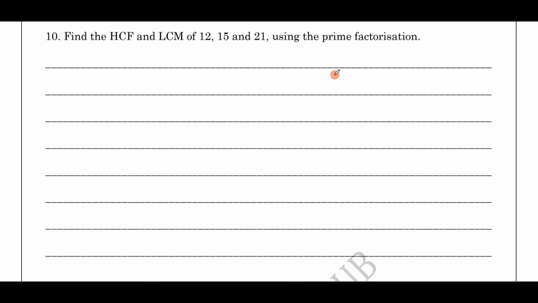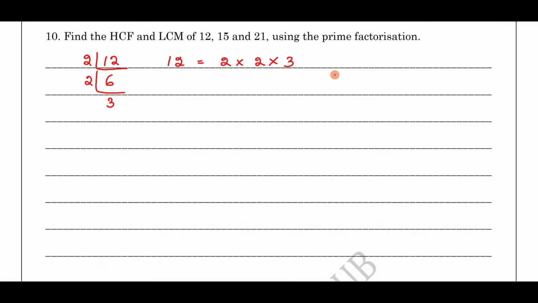Next question, find the HCF and LCM of 12, 15, 21 using prime factorization. Let's find out the factors of 12, 15 and 21. So 12, start dividing by the smallest number 2. 2 times 6, next 2 times 3. The factors of 12 are 2 into 2 into 3.